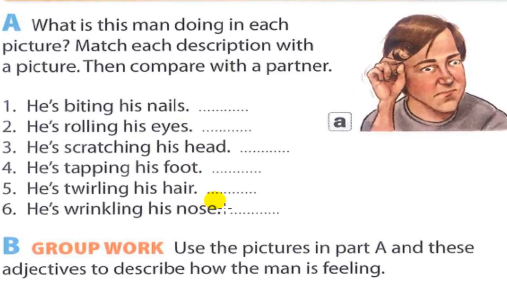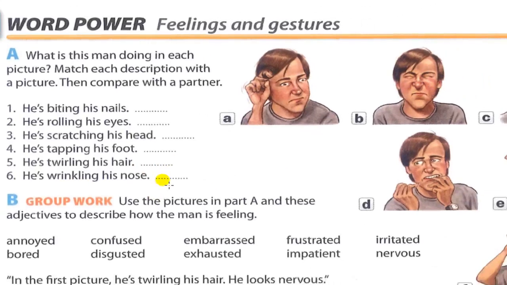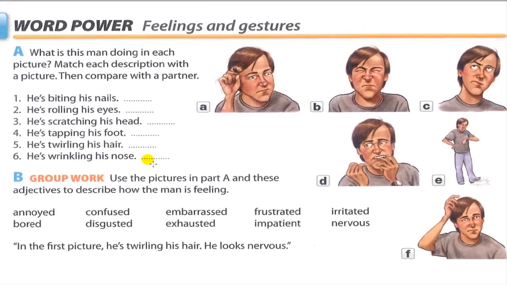5. He's twirling his hair. 5A. Twirl his hair: to make his hair go in a circle. 6. He's wrinkling his nose. To wrinkle the nose, this is number B. The answers: 1D, 2C, 3F, 4E, 5A, 6B.